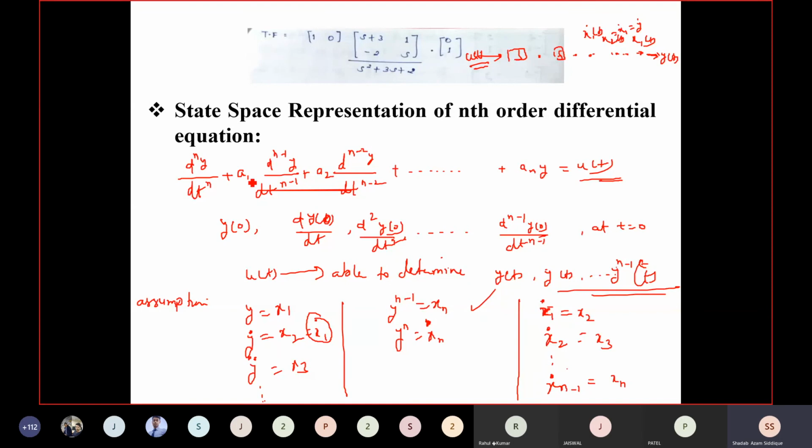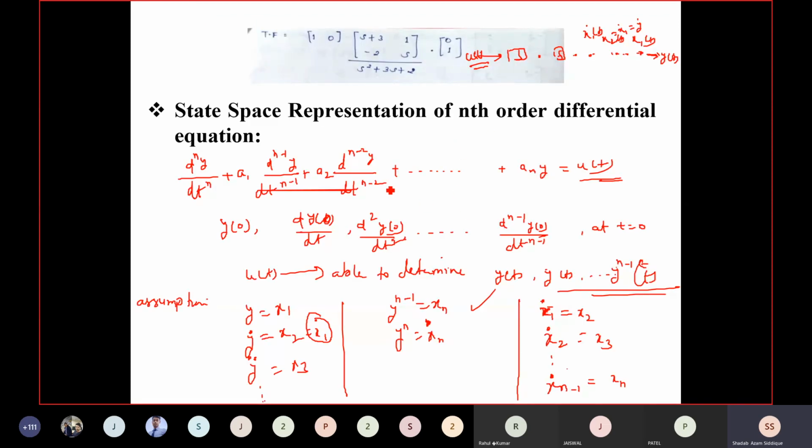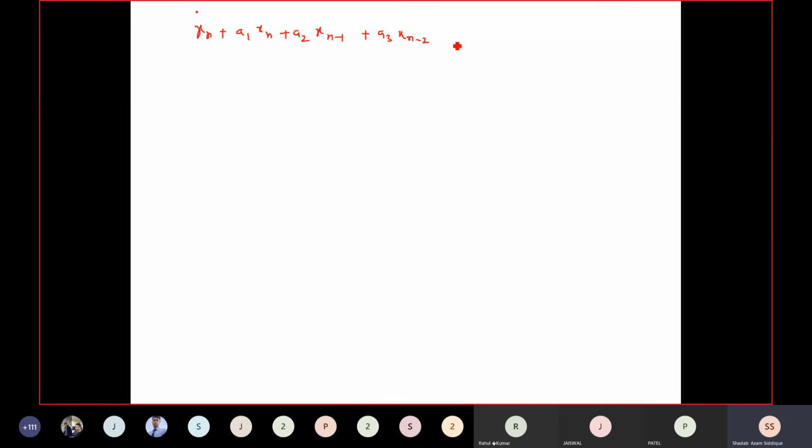Now what will happen? Plus a1, y to the power n minus 1 is nothing but xn. So a1 xn, plus a2 xn minus 1, plus a3 xn minus 2, similarly written in this form. Now an yn, so an with the y is x1. So similarly at the end I'll write plus an x1, which is equal to u.